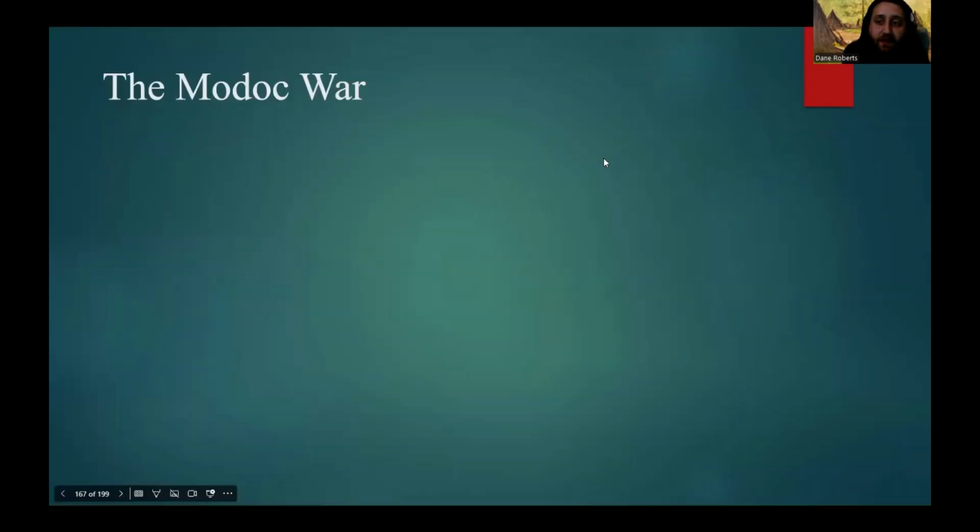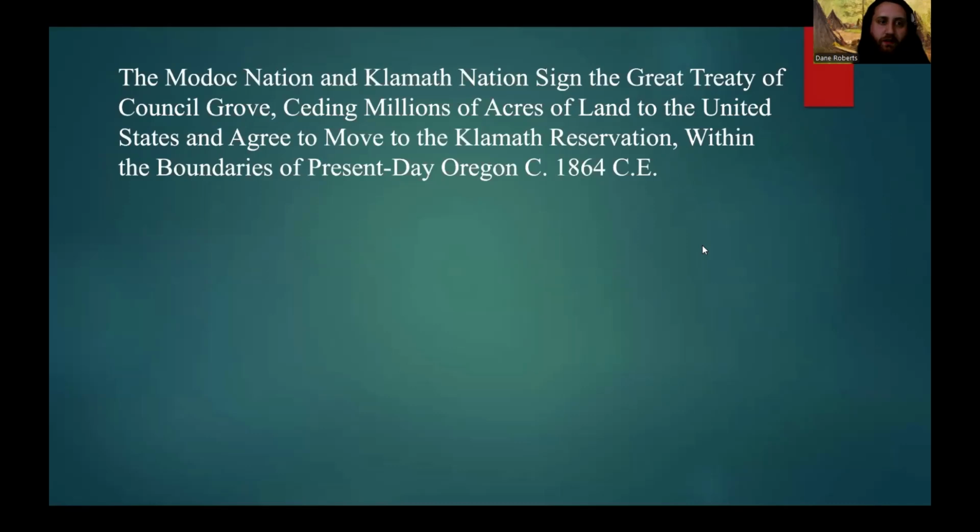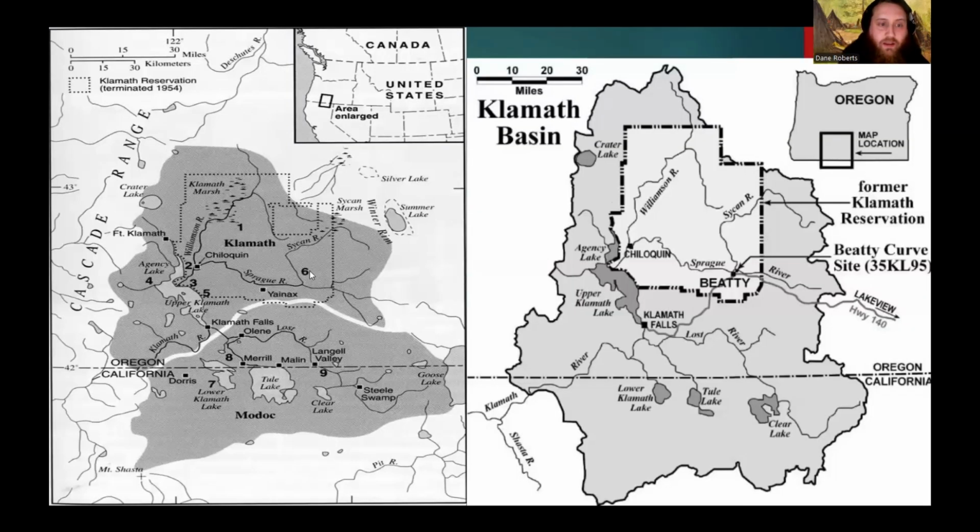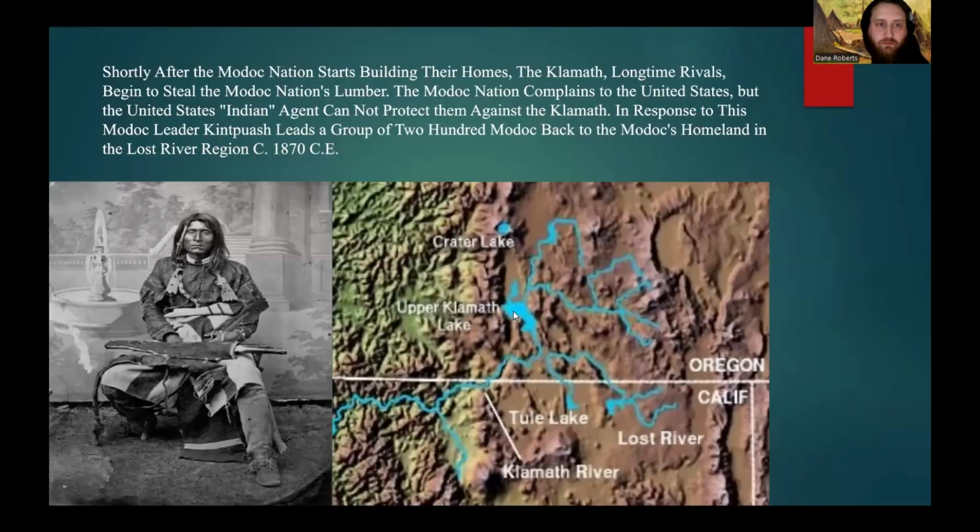Then we have the Modoc War. So the building blocks of what would become known as the Modoc War began when the Modoc Nation and the Klamath Nation signed the Great Treaty of Council Grove, ceding millions of acres of land to the United States and agreed to move to the Klamath Reservation within the boundaries of present-day Oregon in 1864 CE. And here is the Modoc and Klamath nations, and here is the Klamath Reservation.